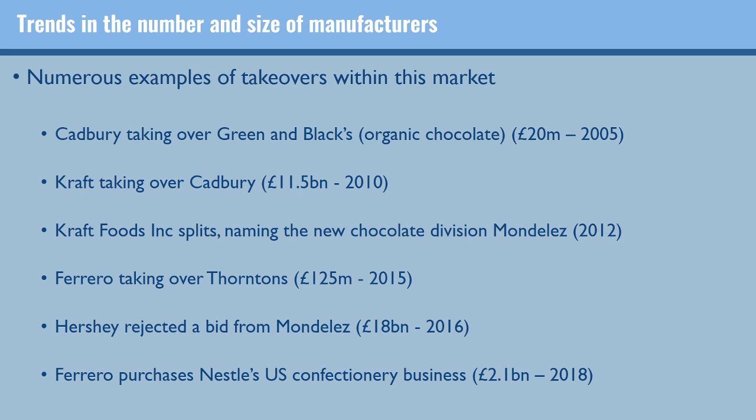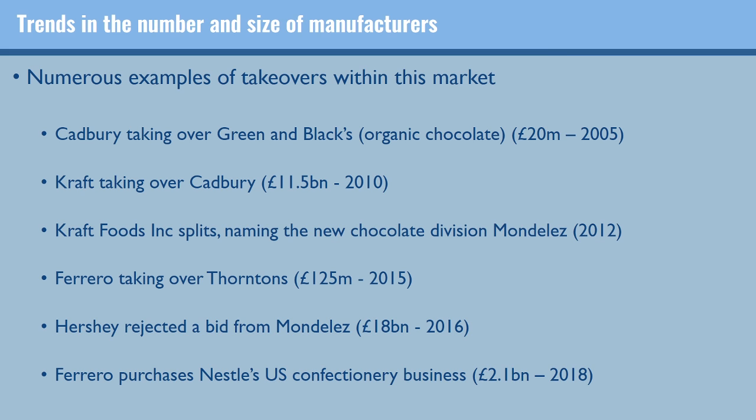There's been some near misses as well. Hershey rejected a bid from Mondelez. We talk about the big 4, and we talk about the big 4 trying to get bigger. There's an example where probably the 5th company, Hershey's, rejected a bid of £18 billion from Mondelez. That was only in 2016. So Mondelez, not content with owning Cadbury's and being one of the biggest 4 chocolate companies in the world, decided they wanted to get a little bit bigger. We've also got Ferrero purchasing Nestle's US confectionery business in 2018. I think that one happened in January for $2.1 billion.